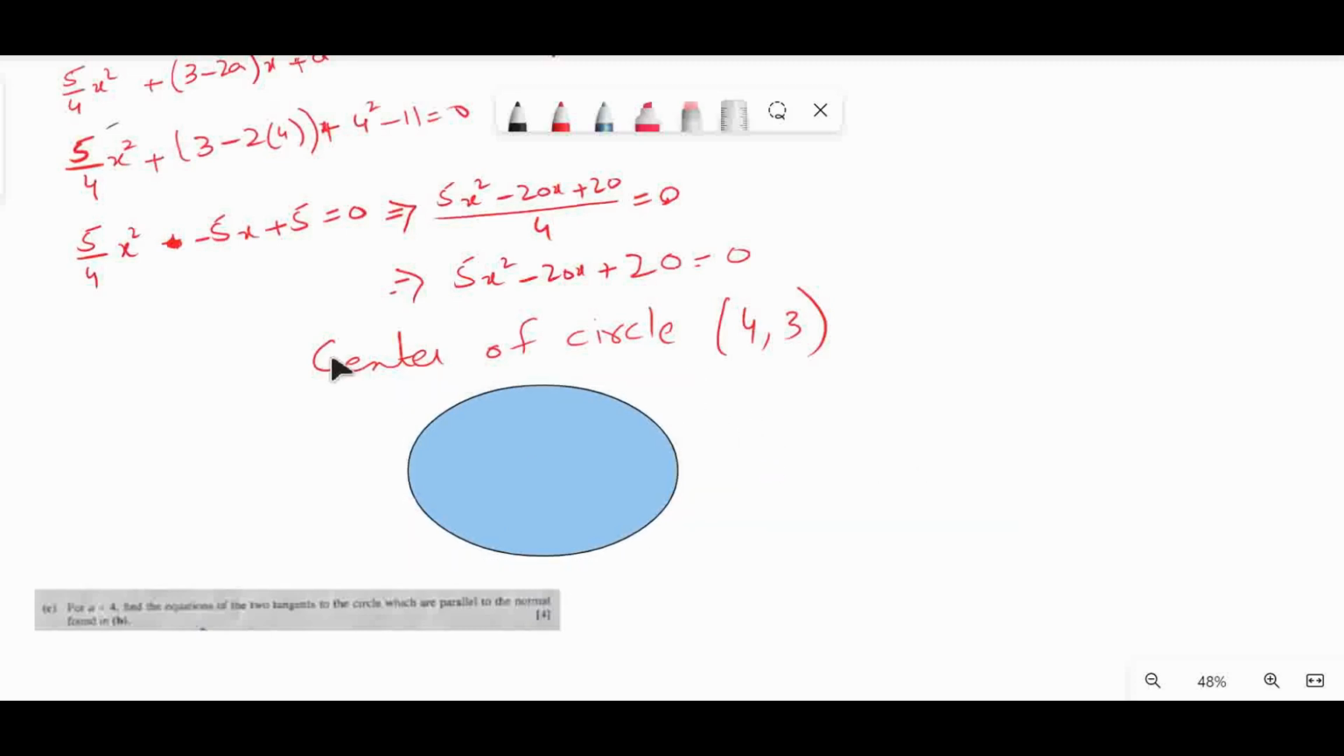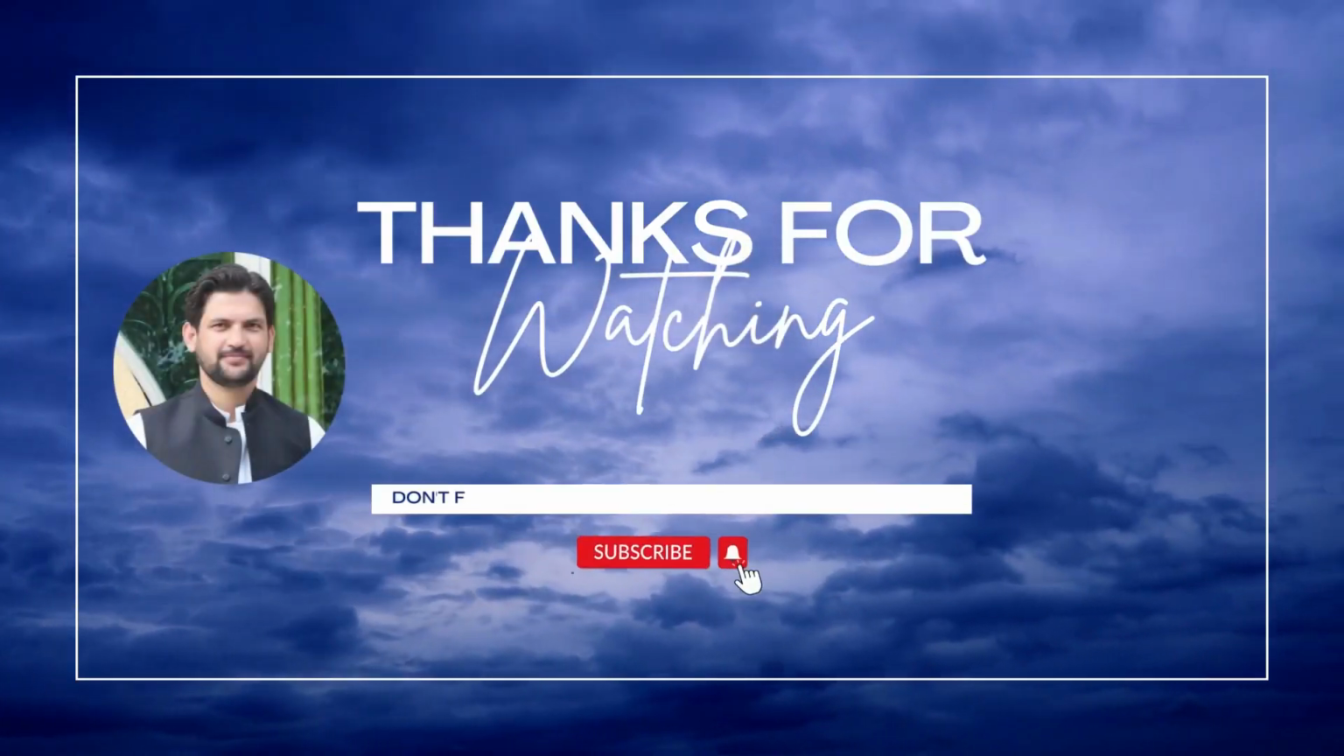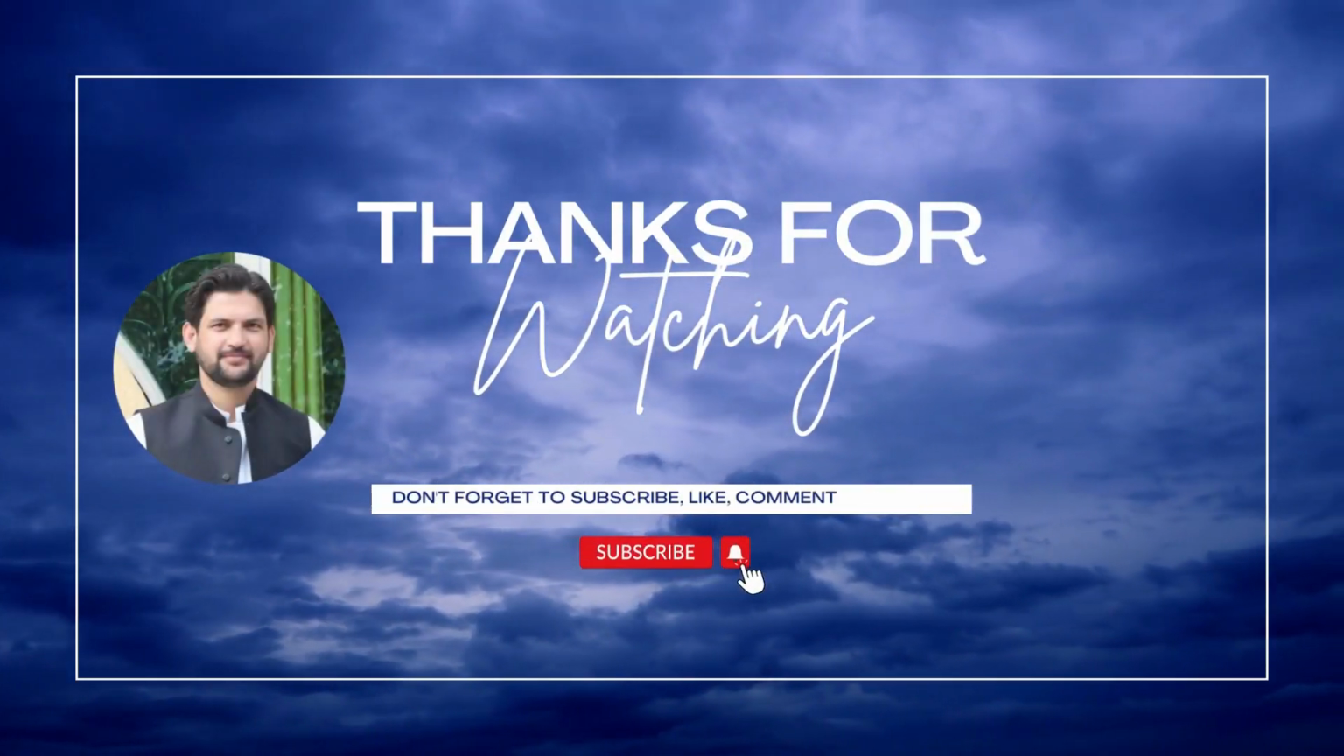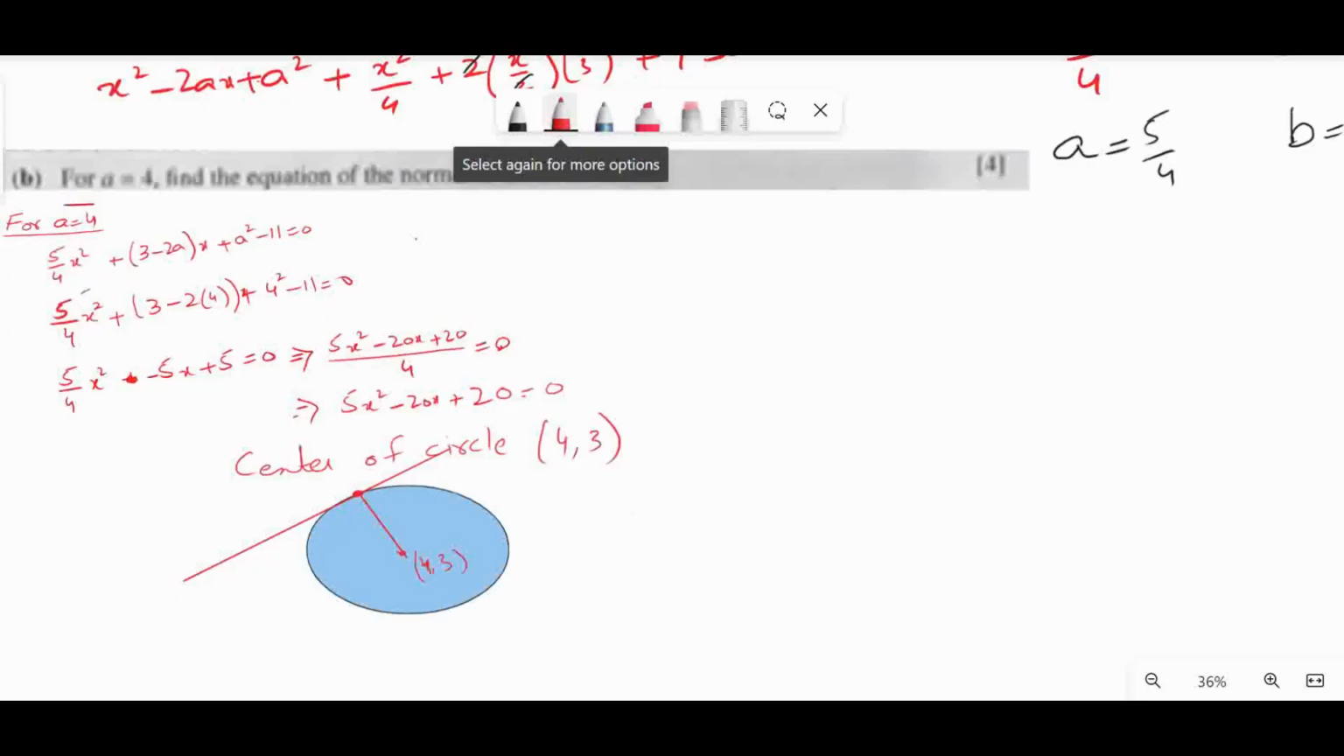Now the equation of the tangent line was given to us. So this is a straight line. Now this is the center point, and the center is 4, 3. We know the equation of the line, and now we have to find out the equation of the normal line. So let's first of all find out this point.